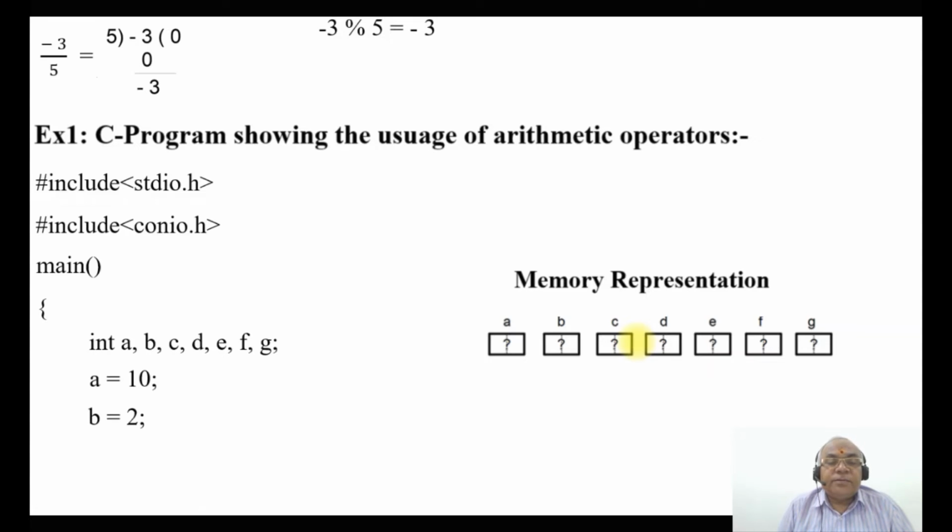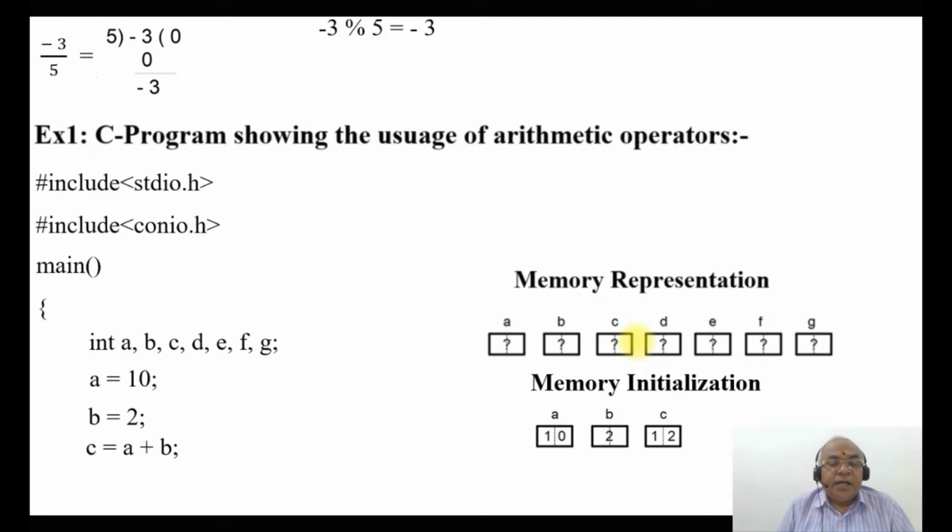If a is equal to 10, what happens? If b is equal to 2, what happens? So the memory initialization takes place. Then c is equal to a plus b. What will the value be now? If you consider a as the memory location holding 10 and b as 2, then 10 plus 2 becomes 12. So 12 goes into c. If you consider d is equal to a minus b, then in the memory location of d, you will get 8 now.